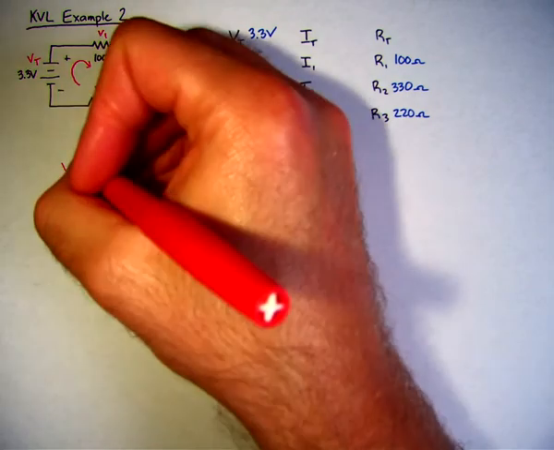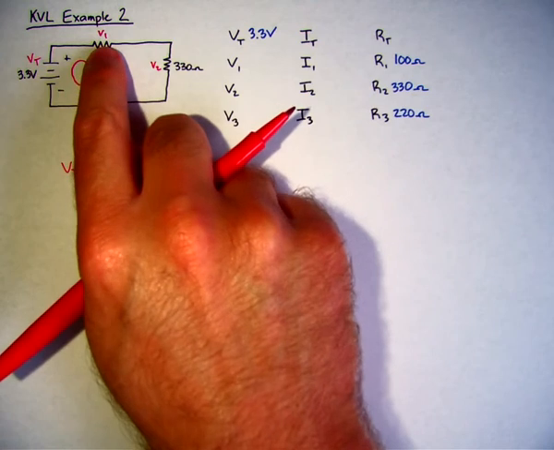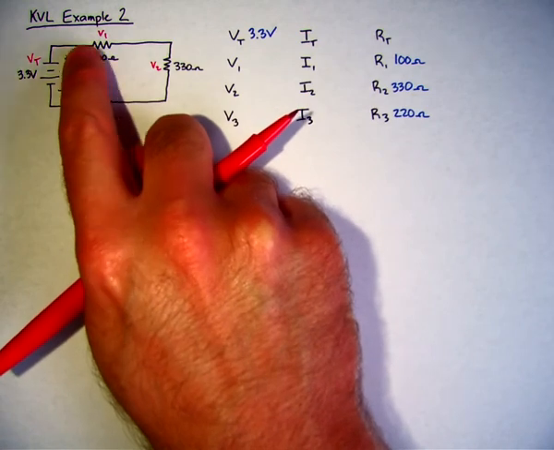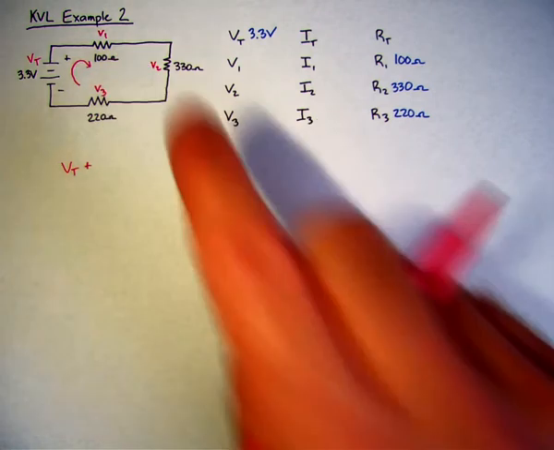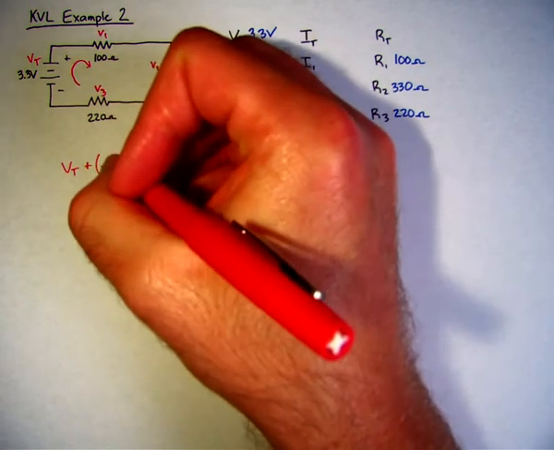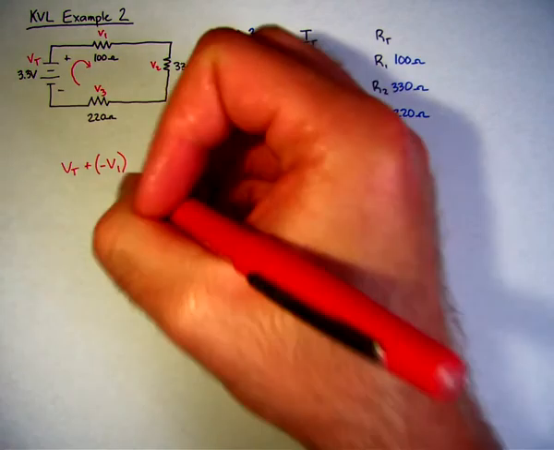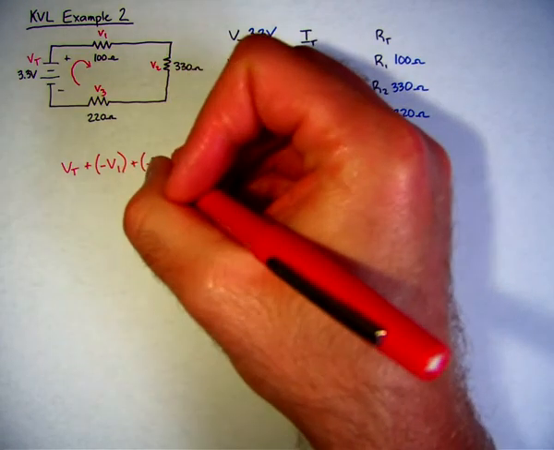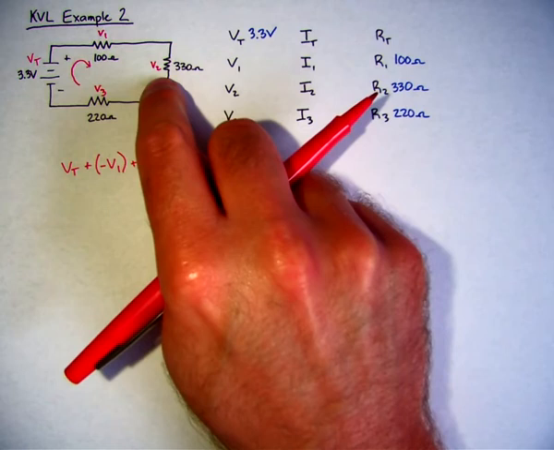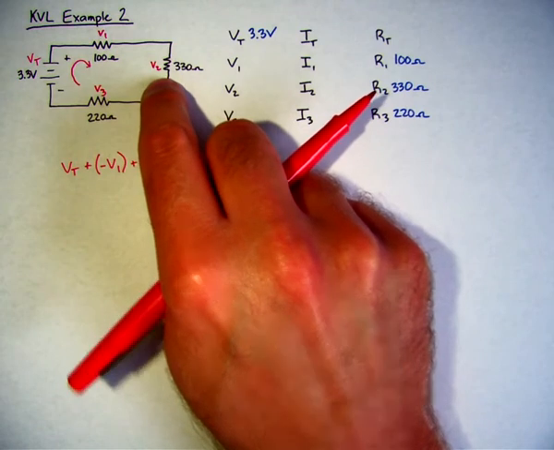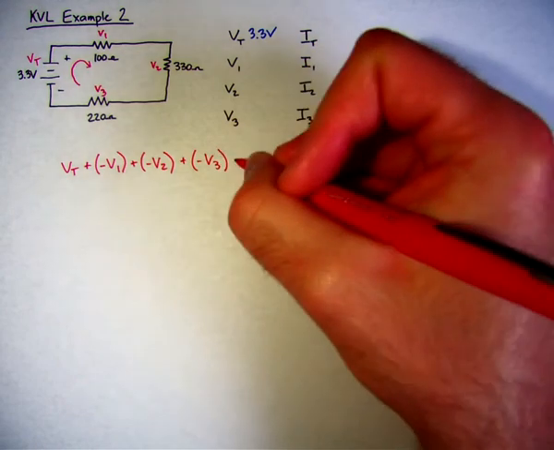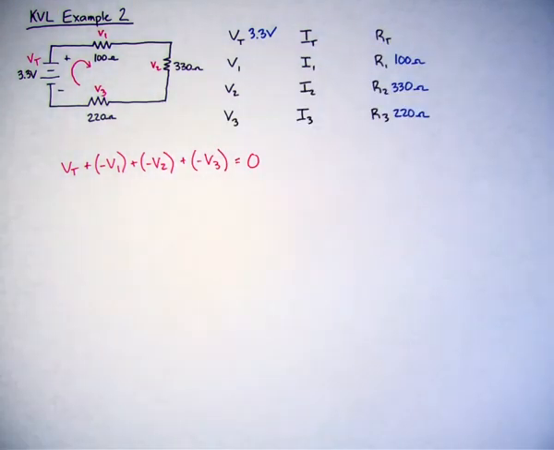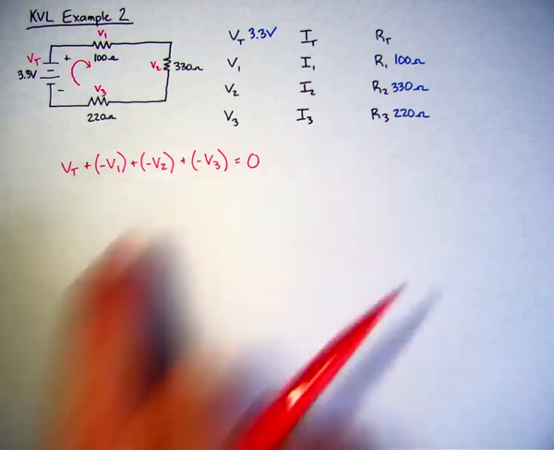Now, the next element is V sub 1. I know it's going to lose some of its potential. So because of that, I'm going to put a negative V sub 1. Same thing with V sub 2. V sub 2 is the next element. It's going to lose some of its potential there. And then negative V sub 3. And then that's going to equal 0. This is how we create the equation. So it's really important to get the negatives in there correctly.